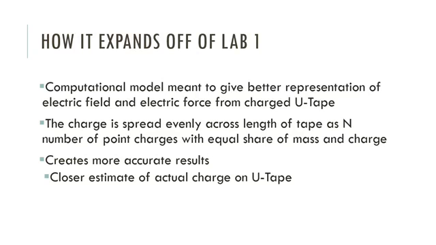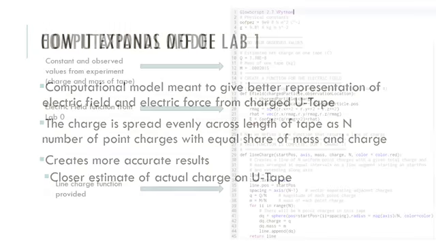While the processes performed in this lab are very similar to Lab 1, there are still some main differences. First, the computational model in Lab 2 is meant to give a better representation of the electric field and electric force from charged U-tape. The charge is spread evenly across the length of tape as n number of point charges with equal share of mass and charge, and this is meant to create a more accurate result and a closer estimate to the actual charge on the U-tape.